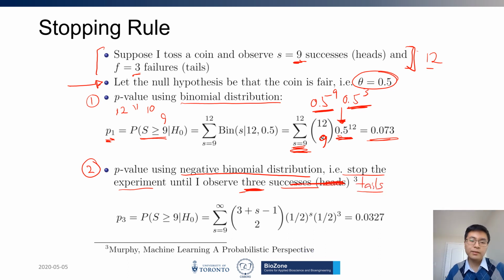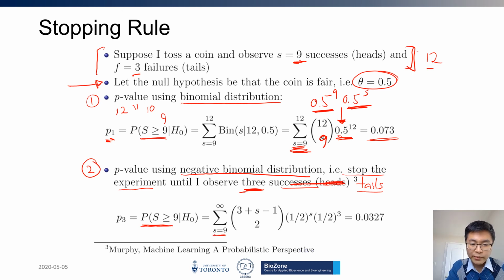Okay, so let's compute the p-value. P-value again, any event that's more extreme or as extreme. But the negative binomial is interesting because, well, you can stop only when you observe 3 tails. That means you can have 11 heads, 12 heads, even 13 heads, 14 heads, maybe even 10,000 heads before you actually flip the 3rd tail.